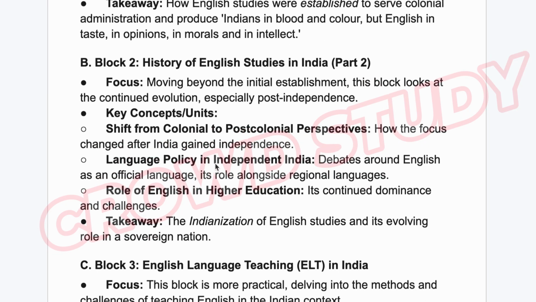Language policy in independent India: debates around English as an official language, its role alongside regional languages, and the role of English in higher education, its continued dominance and challenges. Takeaway: the Indianization of English studies and its evolving role in a sovereign nation.